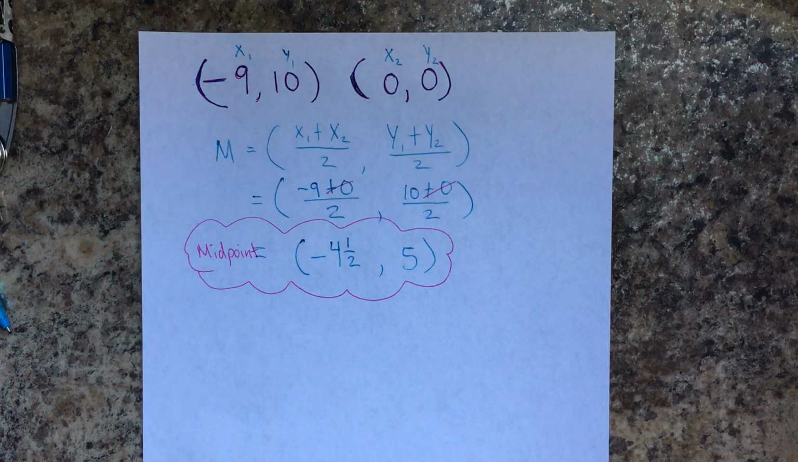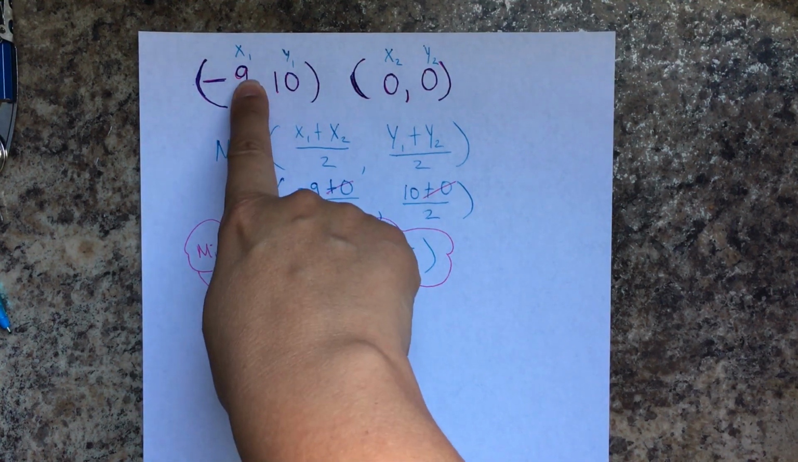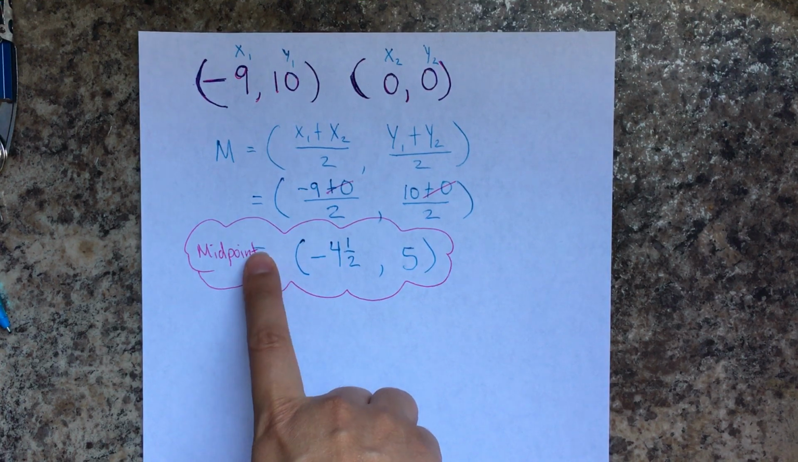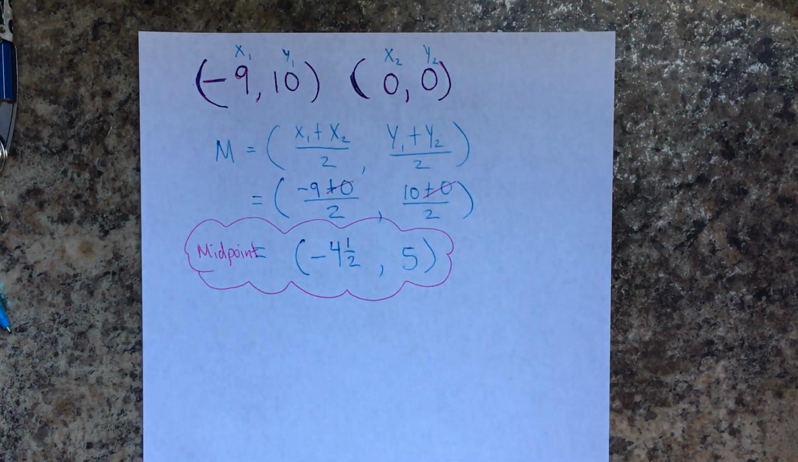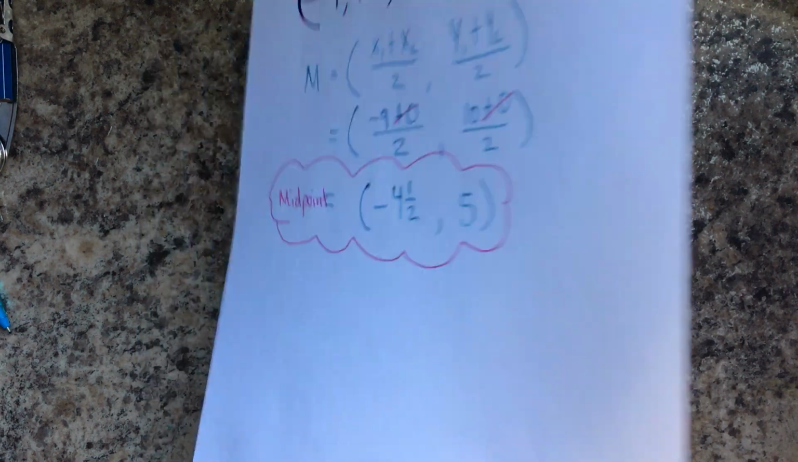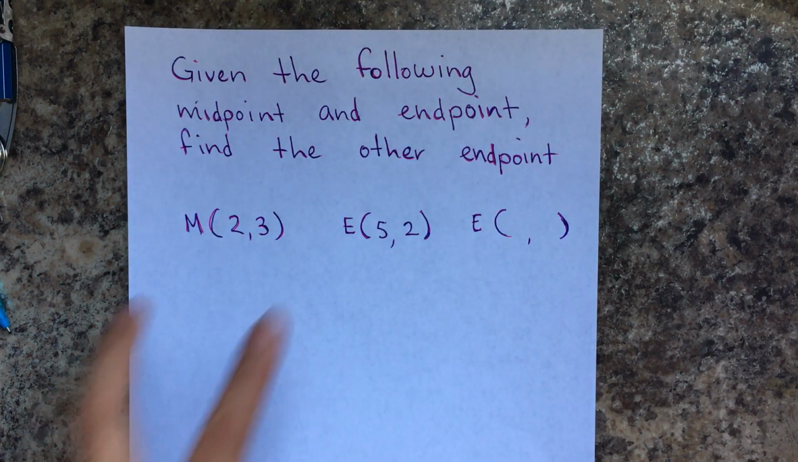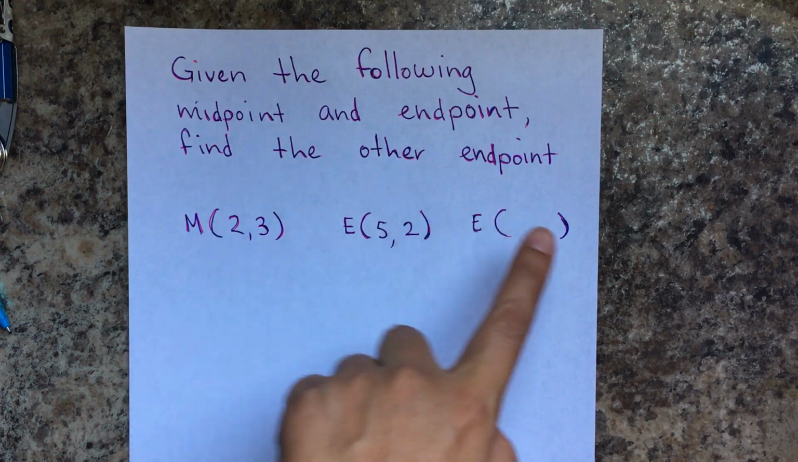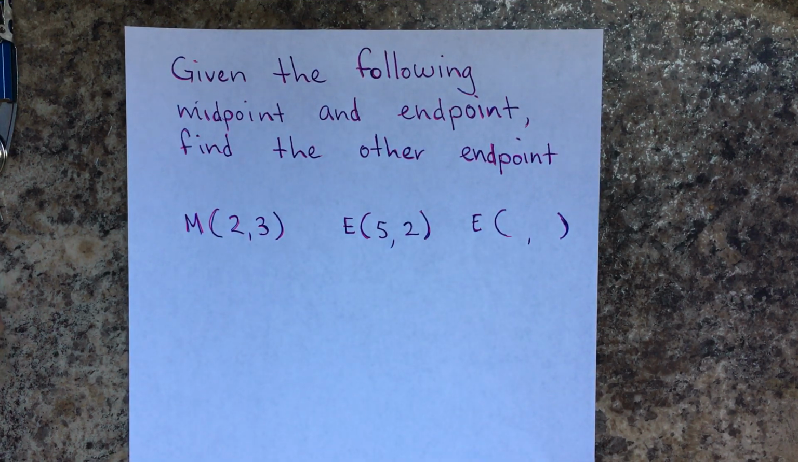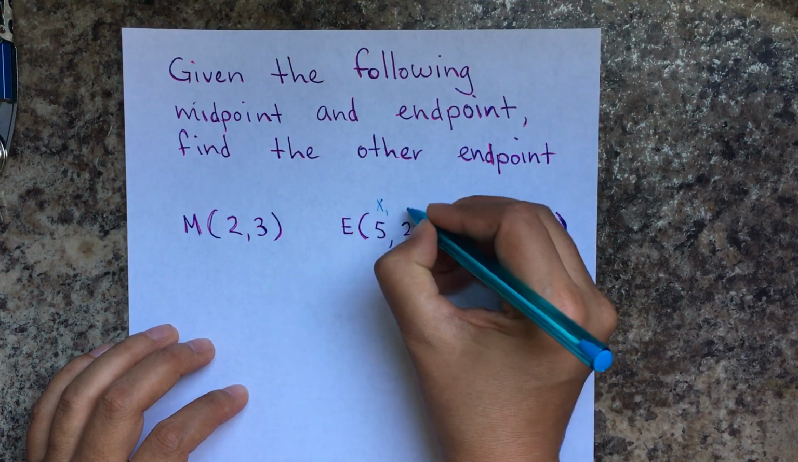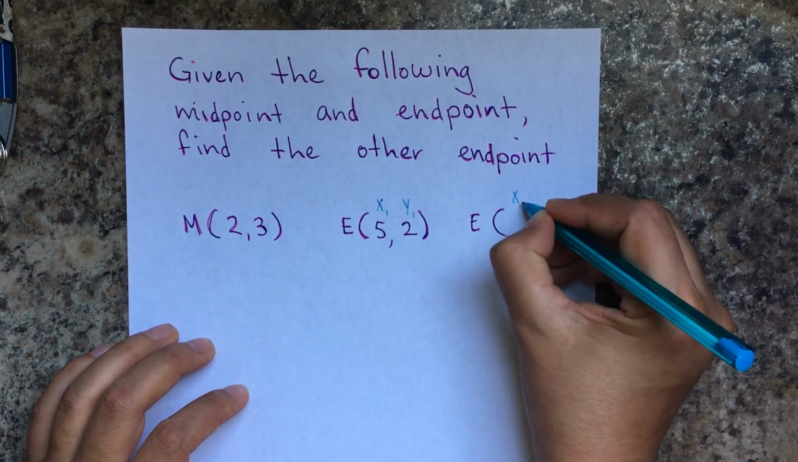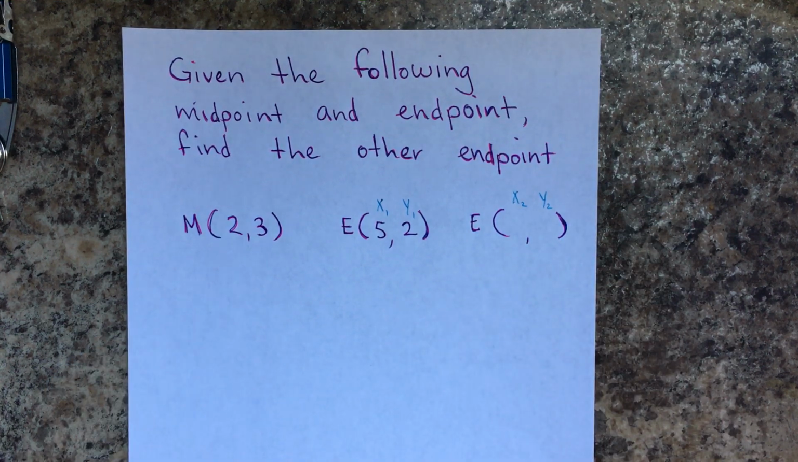Okay, now let's say that they give you one endpoint and the answer, the midpoint. You have to figure out what the other endpoint is. That's what it says: given the following midpoint and endpoint, find the other endpoint. So we have the midpoint, we have x1 and y1, but we're missing x2, y2. And so we're going to use the formula, but I think I'm just going to go directly.